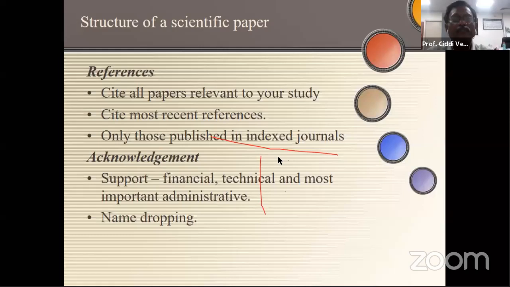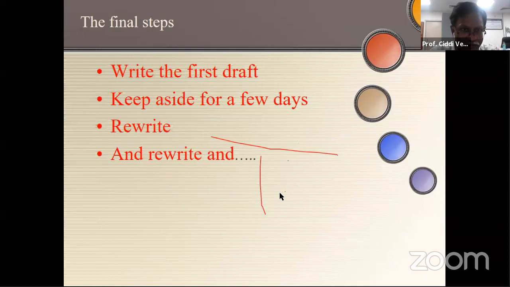And you need to put the acknowledgement in the form of support. For example, if you have got an ICMR fellowship or a UGC fellowship or some other fellowship, you have to acknowledge all those things. And the final step is, after you write a draft, please keep it aside for a few days, then try to read it.